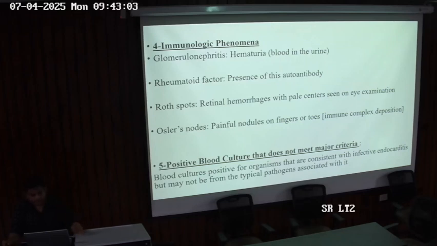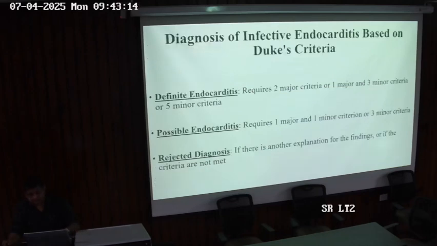A positive blood culture that does not meet the major criteria, positive for organisms that are consistent with infective endocarditis but not a typical pathogen like the HACEK group, is also considered in the minor criteria. So a definitive diagnosis requires two major criteria, or one major and three minor criteria, or sometimes all five minor criteria. Possible endocarditis requires one major and one minor, or all three minor criteria. If there is another explanation for the findings, or the criteria are not met, then we exclude infective endocarditis. So suspicion is more important.